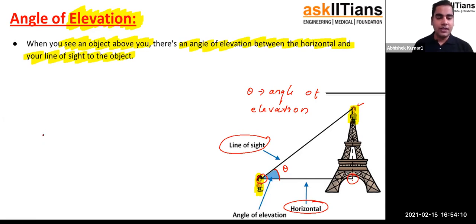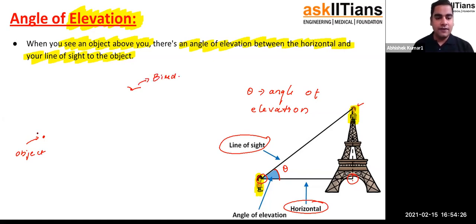Let's say this is my position. Okay, this is the position of the object. All right, and here we have a bird. We have a bird at any instant. Let's say this is a bird.